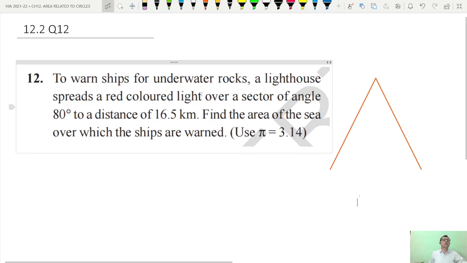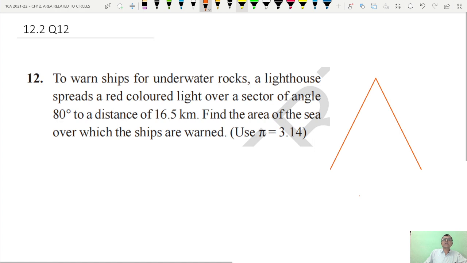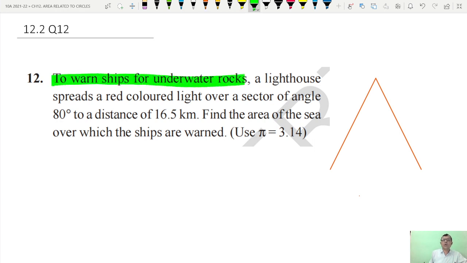Okay, question number 12, exercise 12.2. The question is, to warn ships for underwater rocks, a lighthouse spreads a red colored light over a sector of angle 80 degree. This is the sector of the angle. This angle is how much? 80 degree.